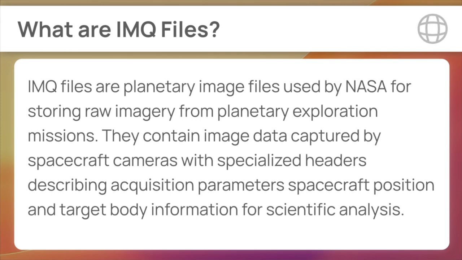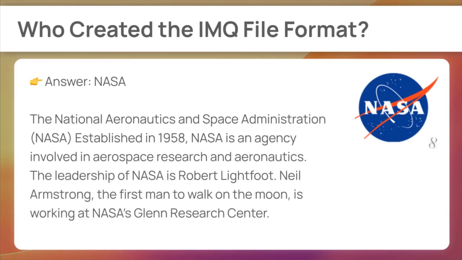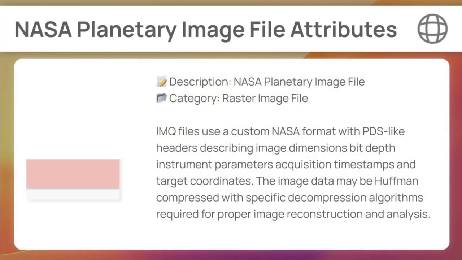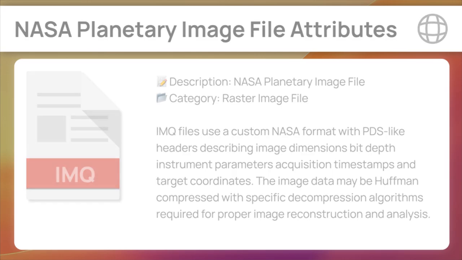IMQ files are planetary image files used by NASA for storing raw imagery from planetary exploration missions. They contain image data captured by spacecraft cameras with specialized headers describing acquisition parameters, spacecraft position, and target body information for scientific analysis. IMQ files use a custom NASA format with PDS-like headers describing image dimensions, bit depth, instrument parameters, acquisition timestamps, and target coordinates. The image data may be Huffman compressed with specific decompression algorithms required for proper image reconstruction and analysis.